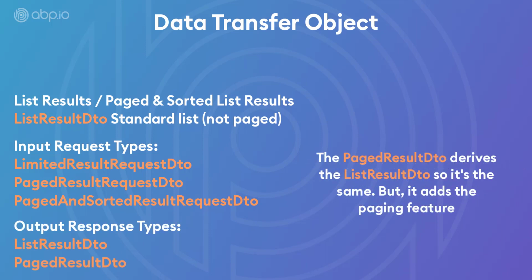And as for the output response types, we've got the ListResultDto and the PagedResultDto. The PagedResultDto derives the ListResultDto, so it's the same, but it adds the paging feature.